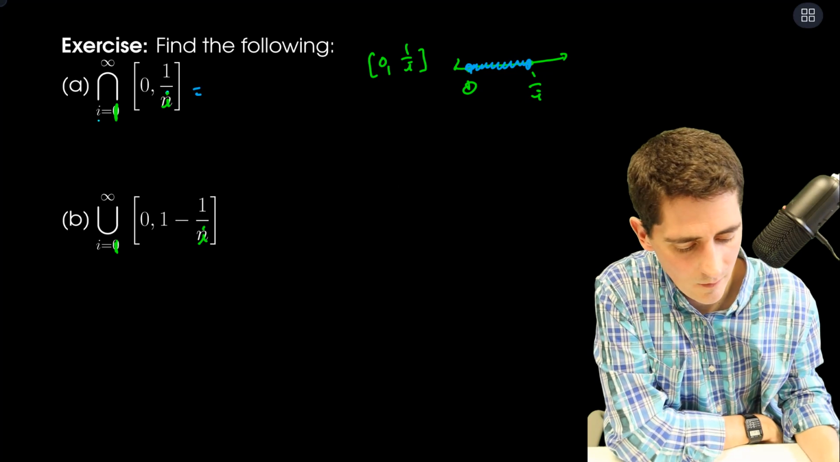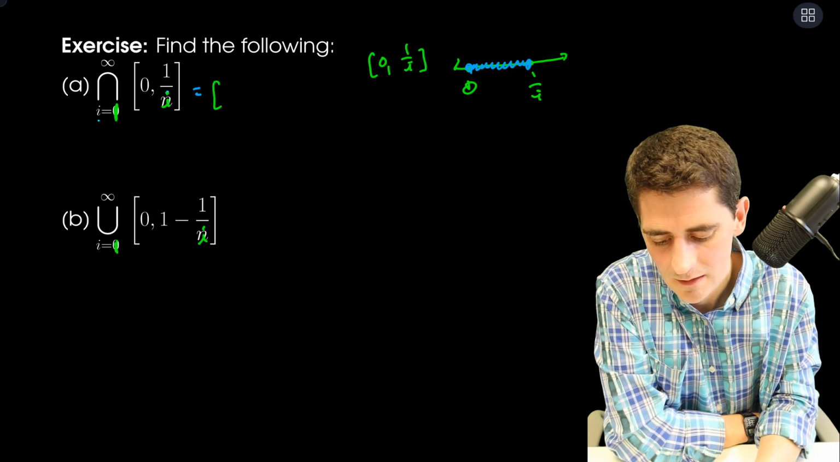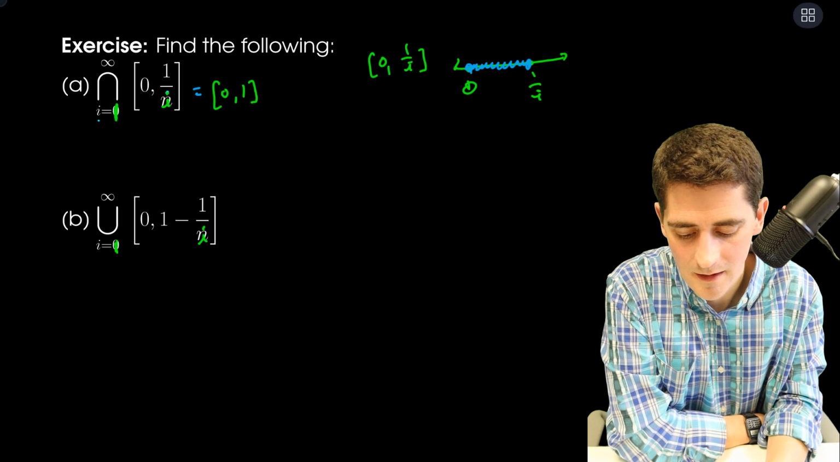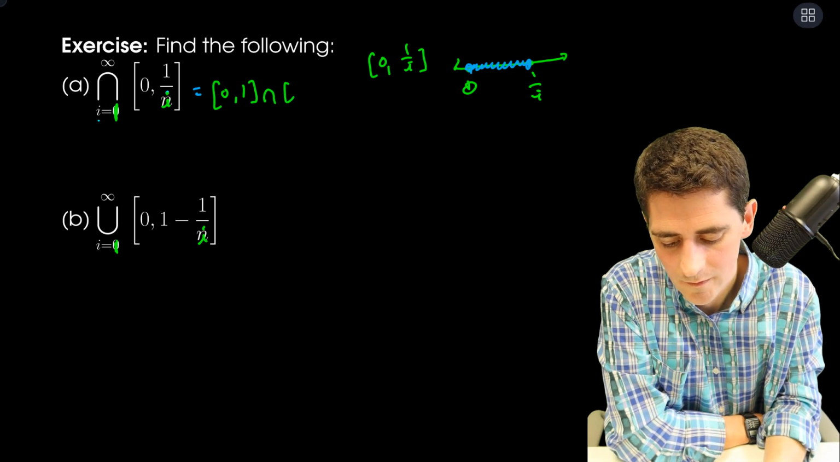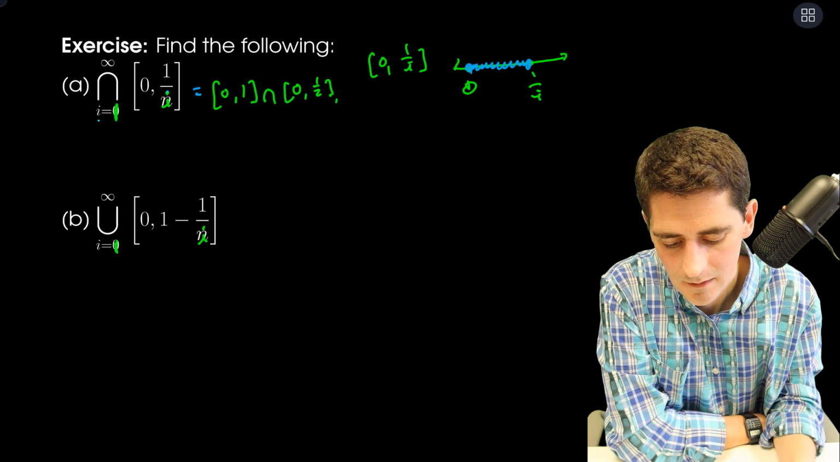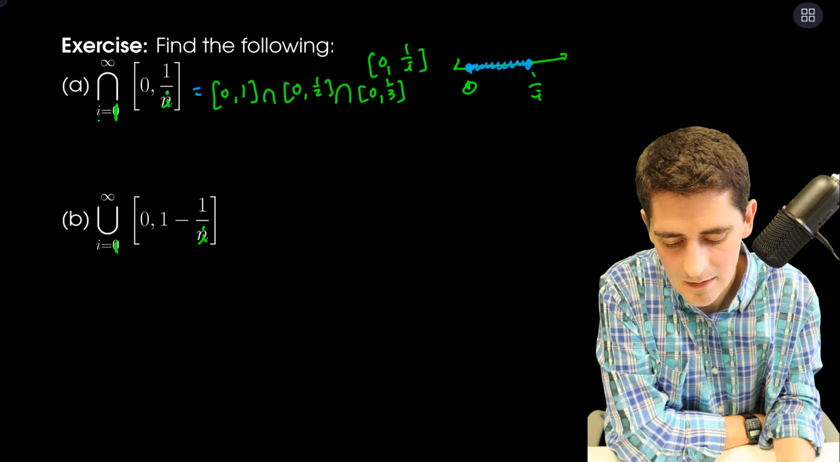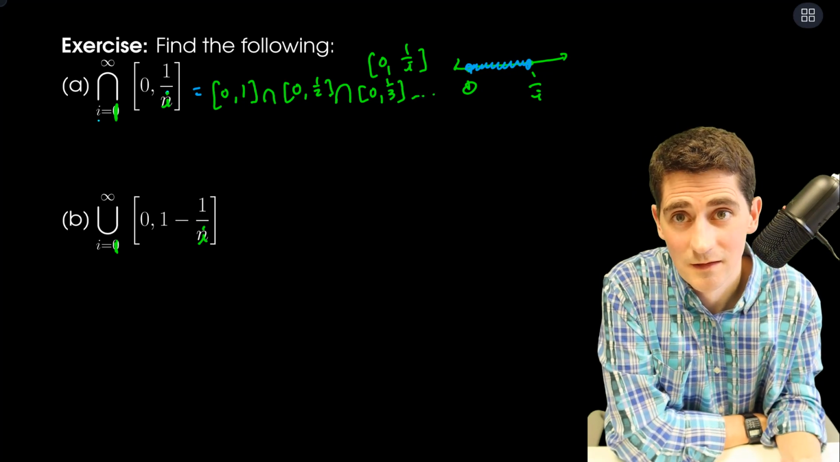All right, so I guess you could write this like this. 0 to 1, that's the first one. We want to intersect that with 0 to, when i is 2, we get 1/2. Okay, I want to intersect that with 0 to 1/3. And I want to keep doing this. Keep intersecting all of them.